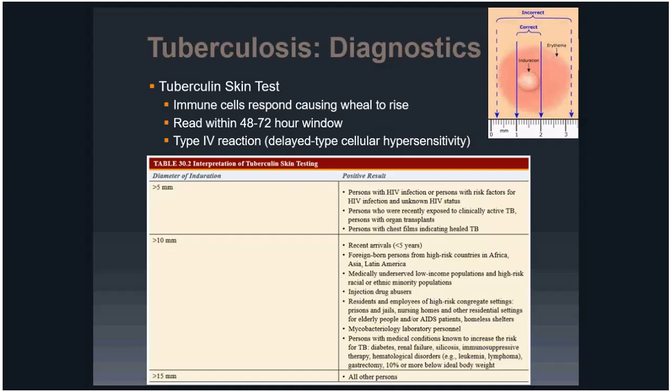It's important to also know how to interpret the reading. You are measuring the area of induration and not necessarily the area of erythema or redness, and it is measured in millimeters. You need to know how to interpret TB skin testing and understand what is positive, which depends on different factors. Typically, greater than 15 millimeters is considered positive. However, there are situations in which a 5 or 10 millimeter reading is considered positive, and those are listed here in this table from your text.